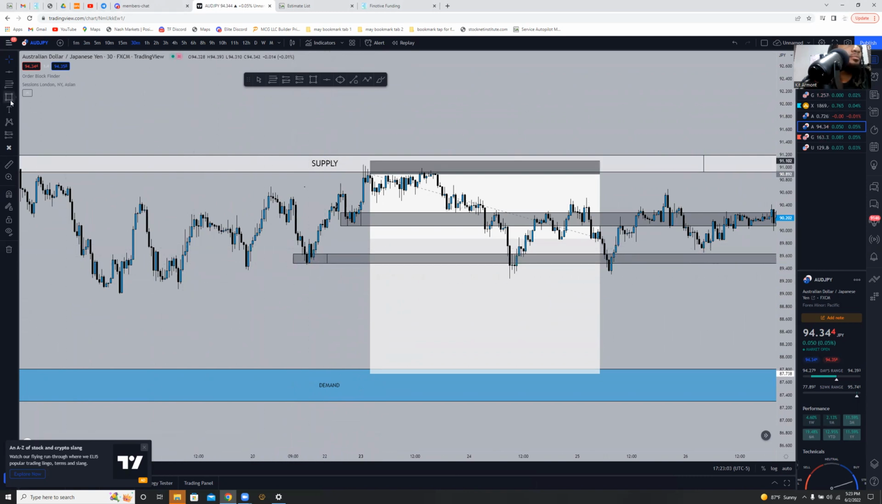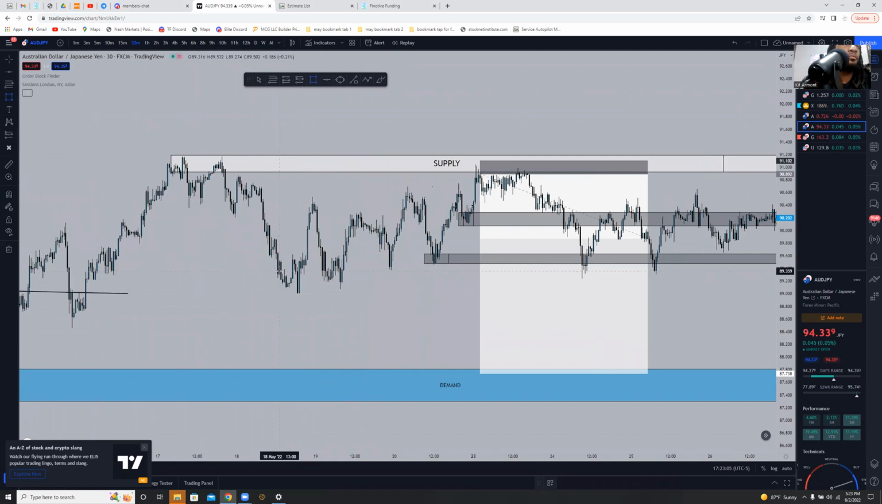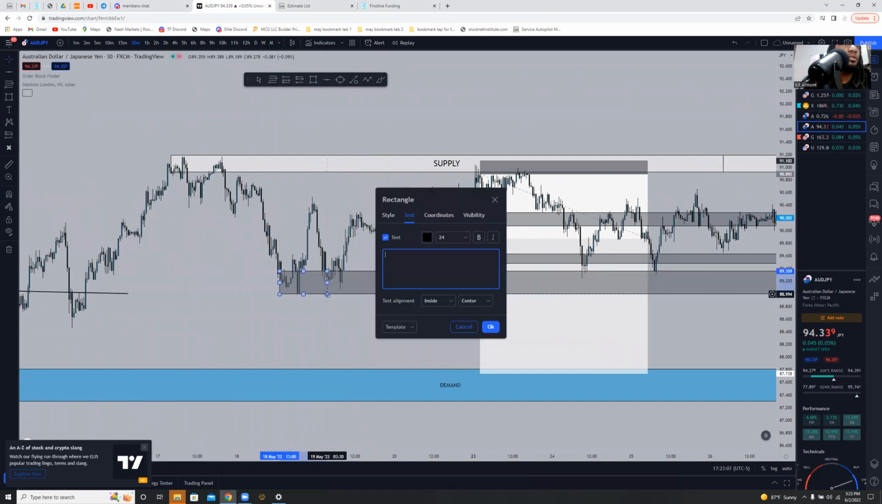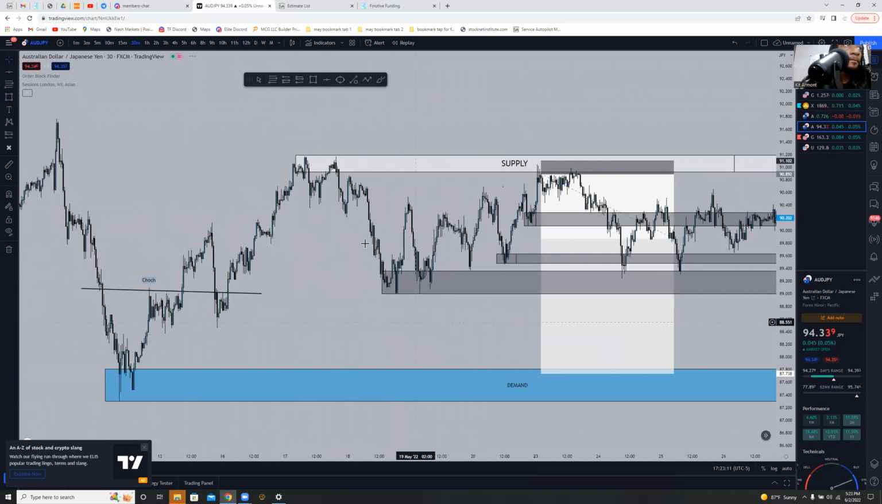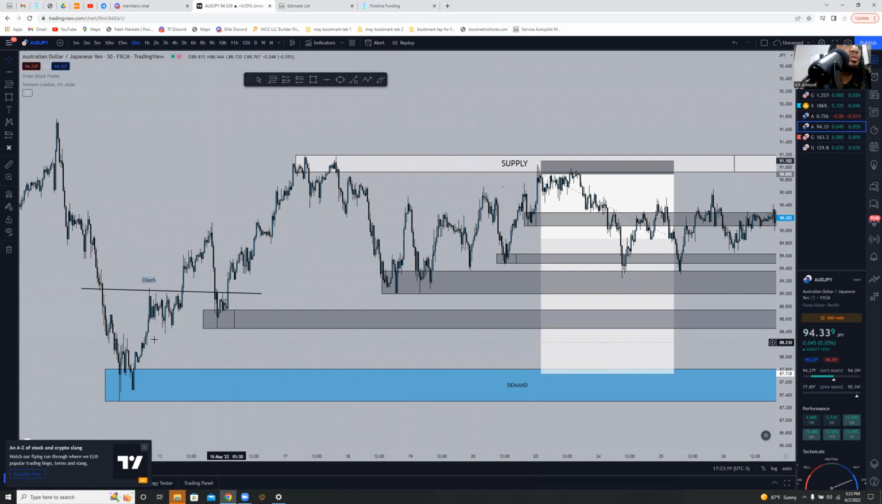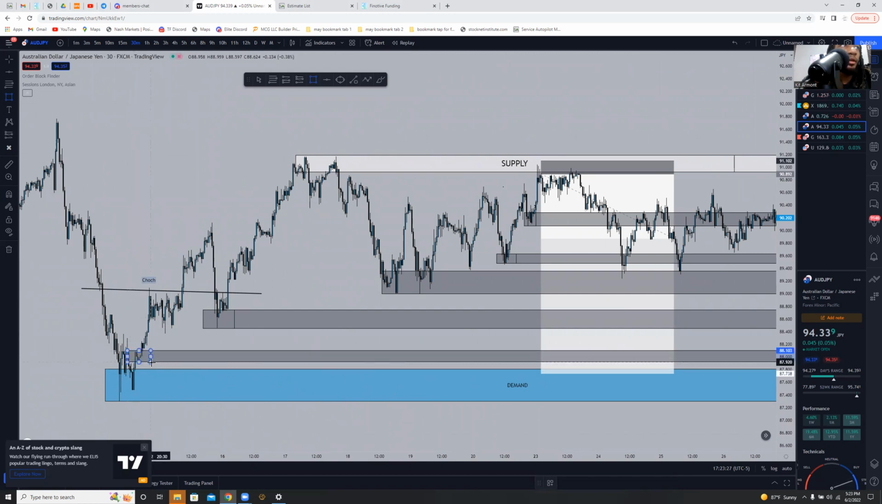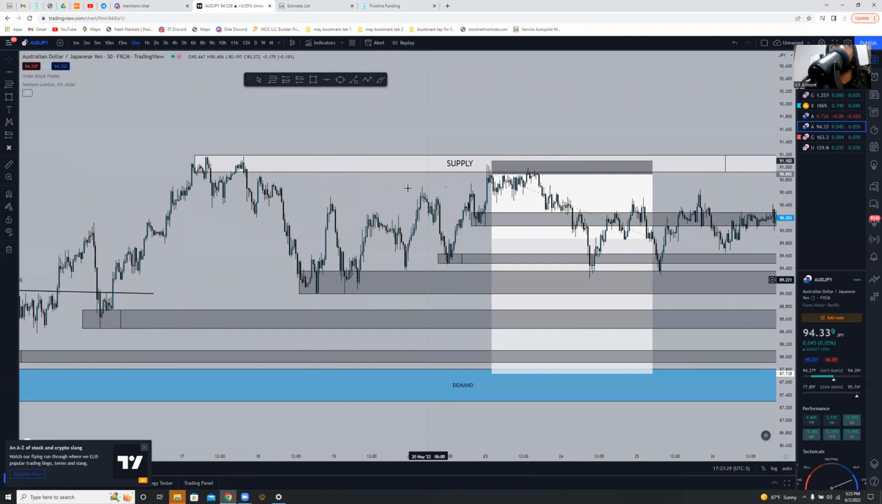Third area, basically all of this, right? We go more to the left. Next area, these lows. And we have another bearish candle, basically like right here. We got to pay attention to each and all of these levels.